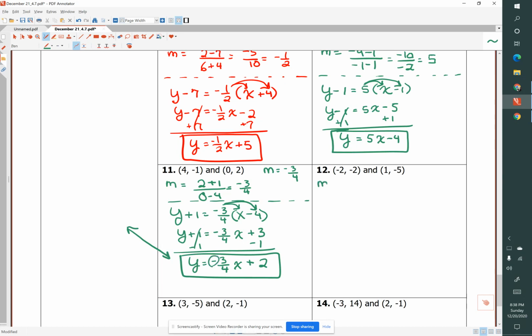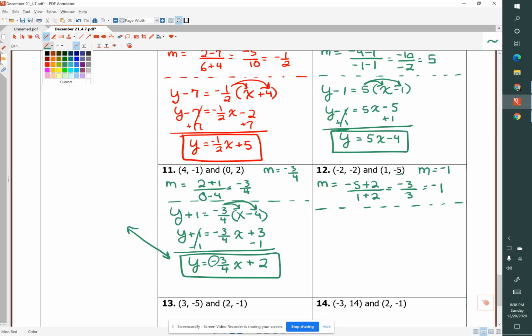Number 12, let's find the slope first. So we have negative 5 minus negative 2, which is plus 2, divided by 1 minus negative 2, which is plus 2. So the slope will be negative 3 over positive 3, which simplifies to negative 1. So our slope is negative 1.